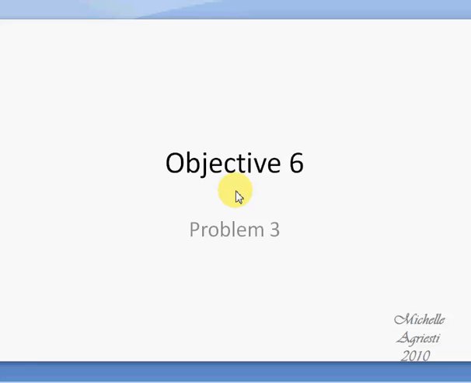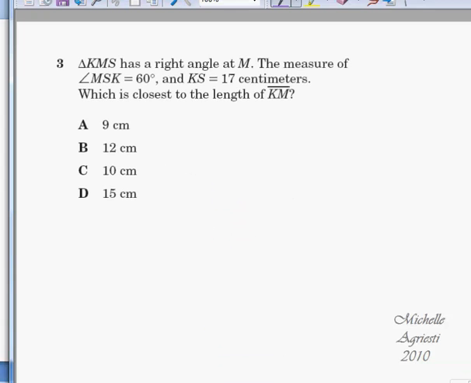This is the third problem from Objective 6. Triangle KMS has a right angle at M. The measure of angle MSK equals 60 and KS equals 17 centimeters. Which is the closest of the length of segment KM?